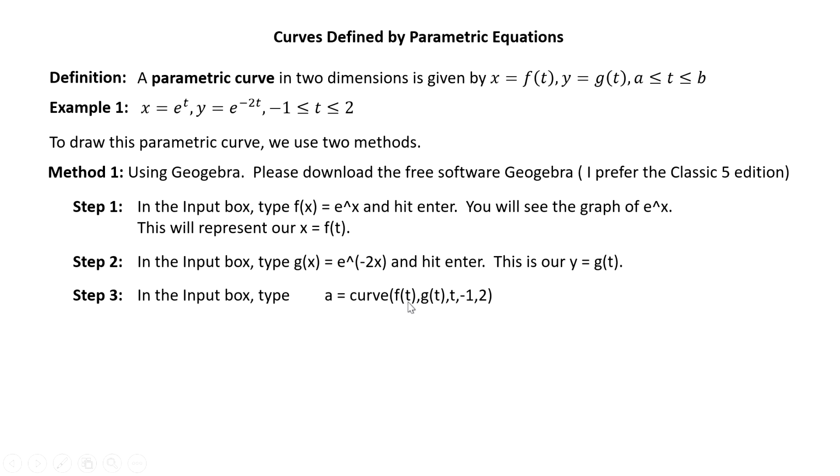So that's why we said f of t and g of t to indicate that t is our parameter. And obviously, these values -1 and 2 indicate the interval. t ranges from -1 to 2. So that's what we do. If we do this, we get the curve. Isn't that a piece of cake? Let me demonstrate that to you.